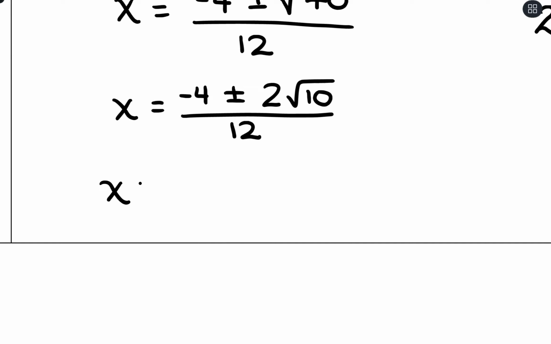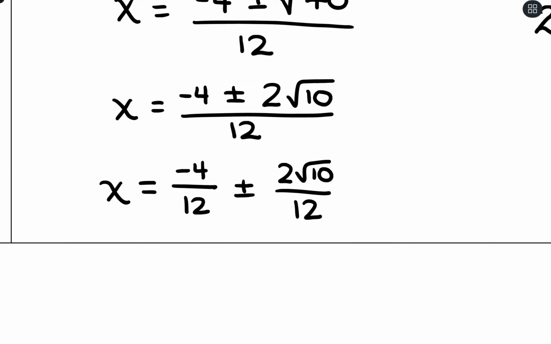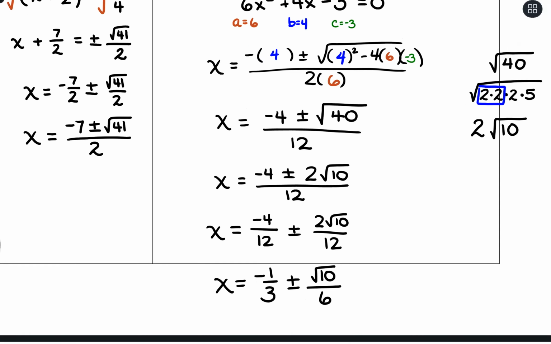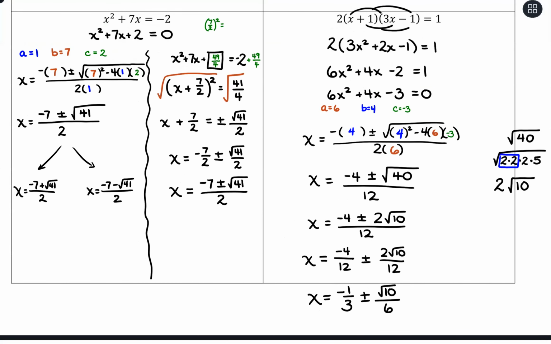So a way we could simplify is rewriting this as x equals negative 4 over 12 plus or minus 2 root 10 over 12. And then we could see our common factors. So 4 divided by 12 is a 1/3. Plus or minus 2 divided by 12 is a 1/6. So root 10 over 6. And we would have a simplified form in that way. So that's how we would simplify our final answers if we needed to. But we can often leave them in the more complicated forms when we can't simplify that square root.